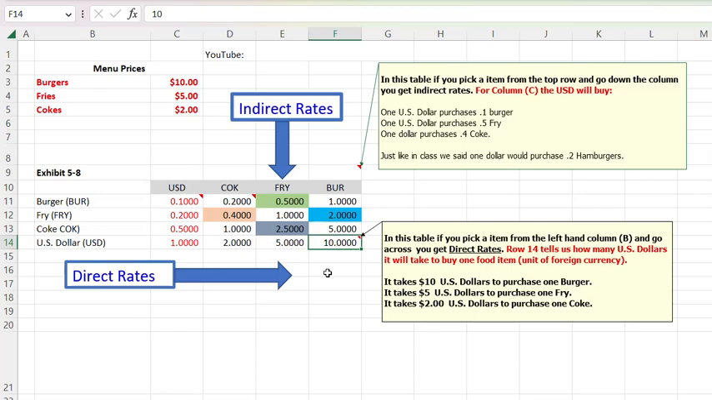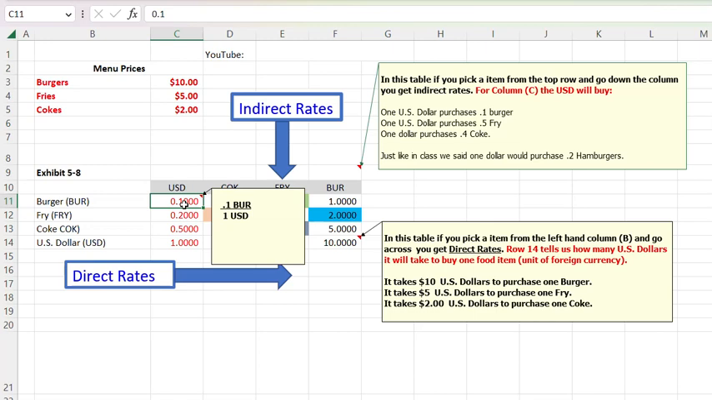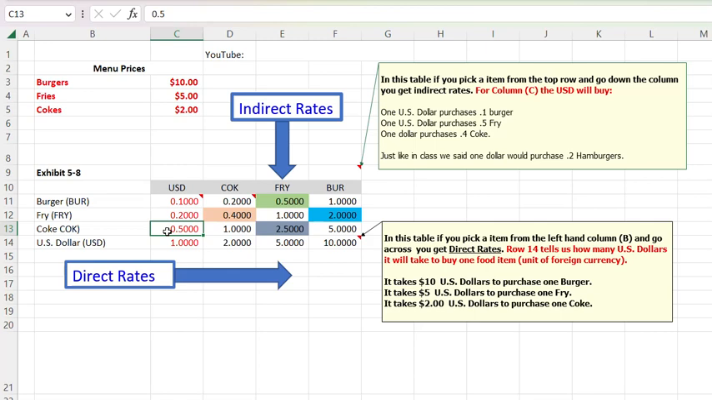We could consider an indirect exchange rate. In other words, how many US dollars could we buy with a burger, a fry, or a Coke? Since burgers cost $10, ideally we could take one burger and buy one tenth of a burger to buy $1. We could exchange 0.2 fries for $1, or we could exchange a half of Coke for $1. Again, these are referred to as indirect exchange rates, and our indirect exchange rates are read vertically down our columns.